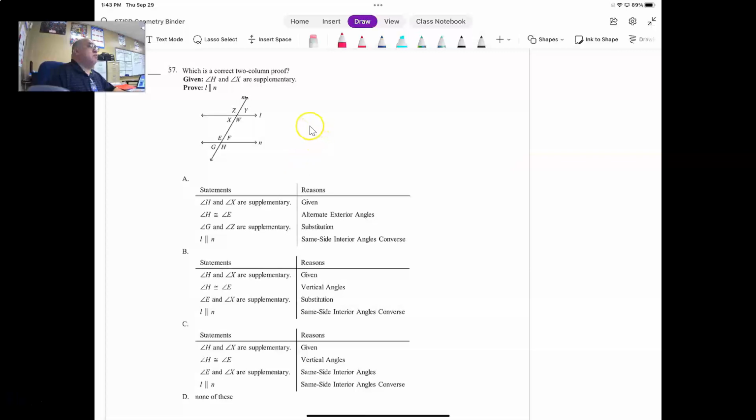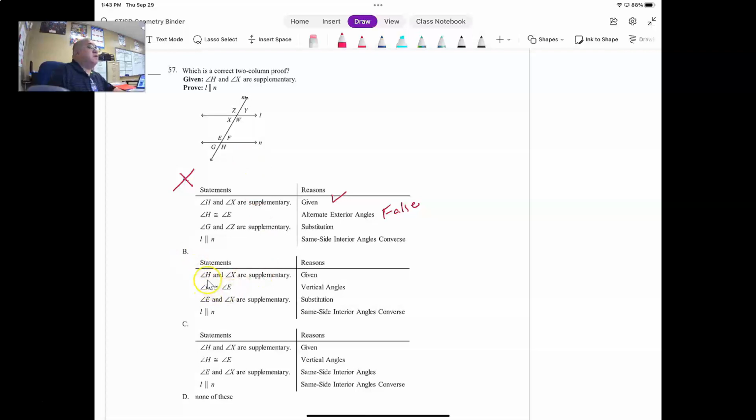So here's another proof. Remember, in a 2-column proof, you're given information, and they're saying that angle H and angle X are supplementary. That's given. So I'm going to look at the first 2-column one. That one's true. Now they're saying that angle H is congruent to angle E. Those are vertical angles, so that's going to be false. I'm going to go ahead and mark that one out.